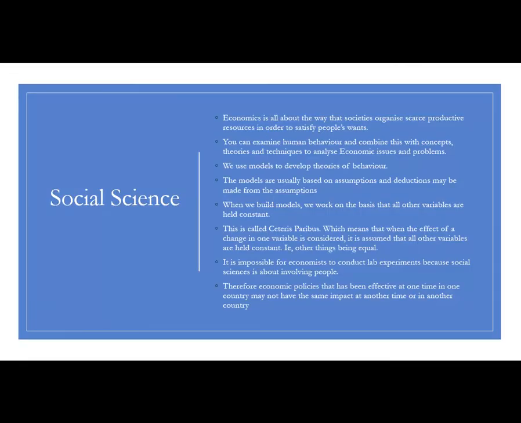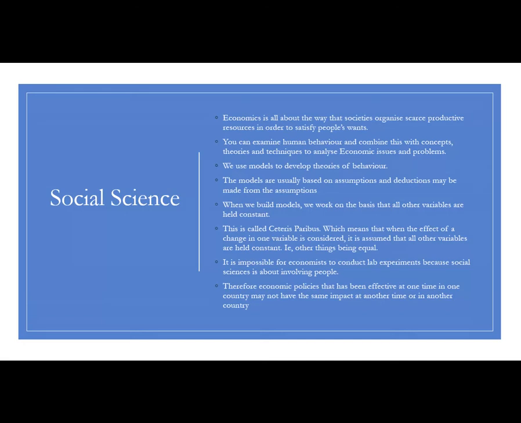So in the first part, when you look at your specification, you will see that you need to understand that economics is a social science. So what is economics all about? It's about the way that society organizes scarce productive resources in order to satisfy people's wants. Now, you can examine human behavior and combine this with concepts, theories, and techniques to analyze economic issues and problems. So we use models to develop theories of behavior.